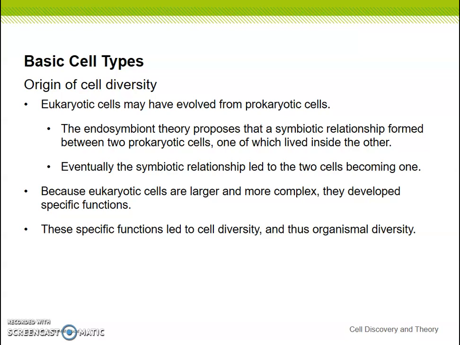We have lots of different types of cells in our body because we have cell diversity. My liver cell looks different than my heart cell or a skin cell or a neuron. All of those cells have a different structure, so they have a different job within the body.